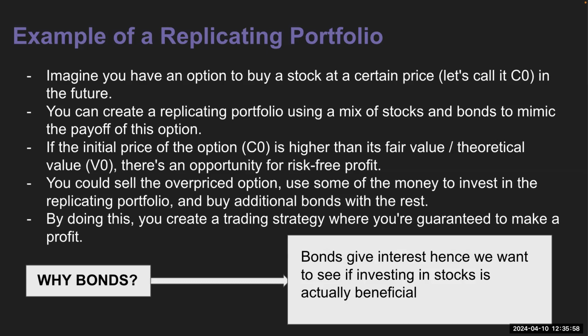You could basically sell the overpriced option, but use your money to invest in the replicating portfolio, which is to buy additional bonds with the rest, because you technically have more money because your C0 is higher than V0, which basically means you have $100, but the fair value of the option is $80. So that's the price that you came up with to sign your contract. So you would sign it for $80, and you still have $20 left. So you would invest that in a bond, and the bond would give you 0.1% interest, for example, and you would make money on your option.